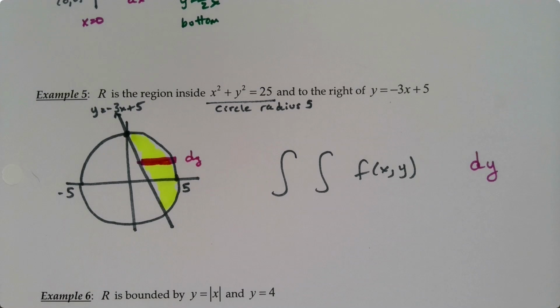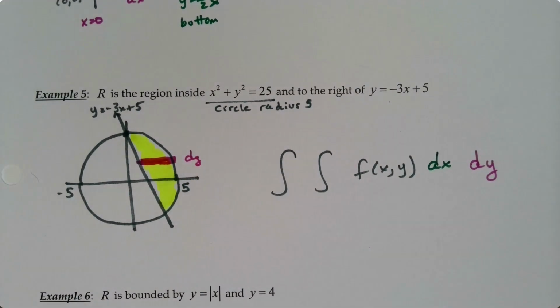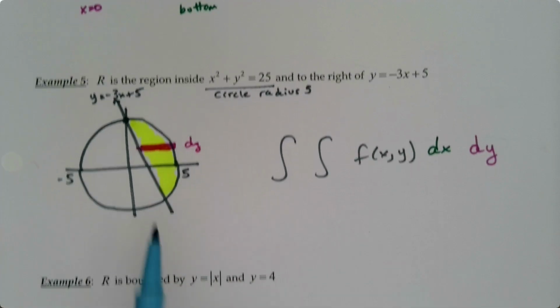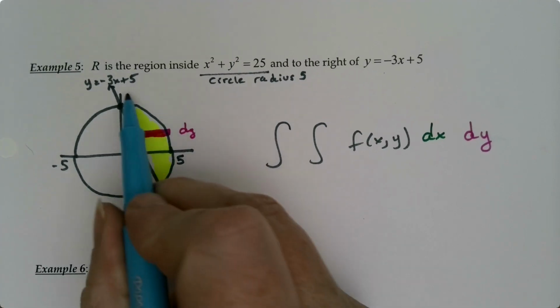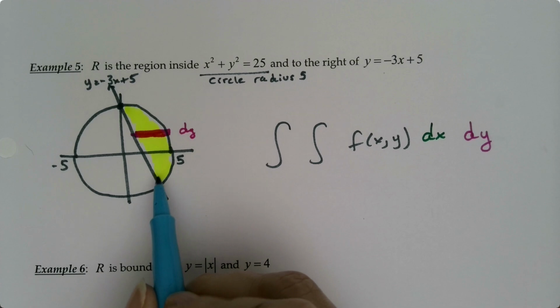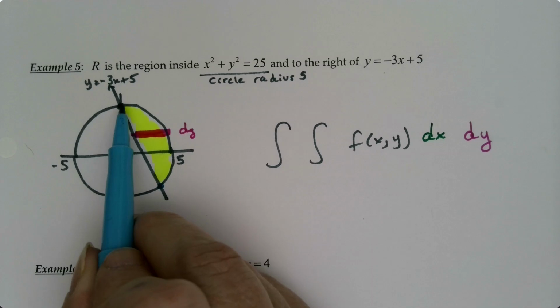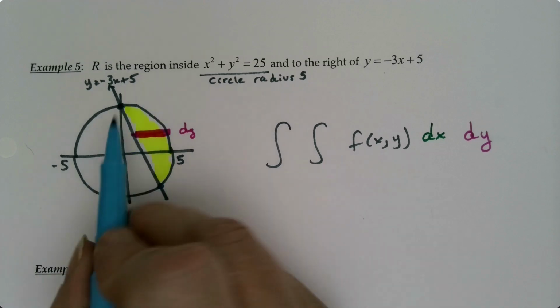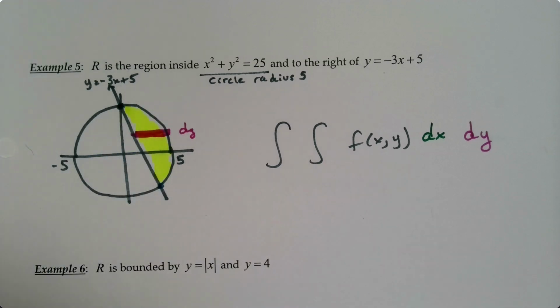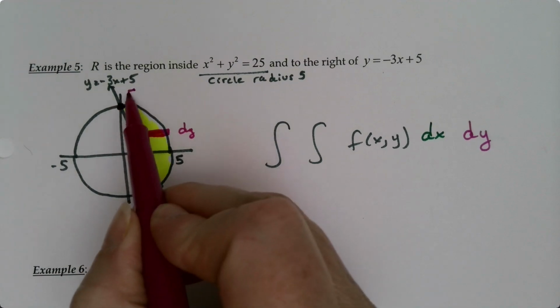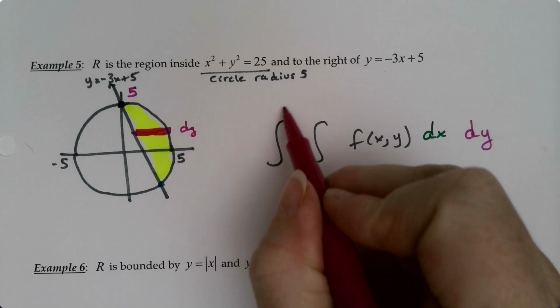I'll just put dx right here. Now to do this, I'm going to need a couple things. I need to know when these two equations are equal to each other. So I need to know when this hits right here. Obviously it hits at 0, 5. So I know my top number for y is going to be 5. No problem, right there.